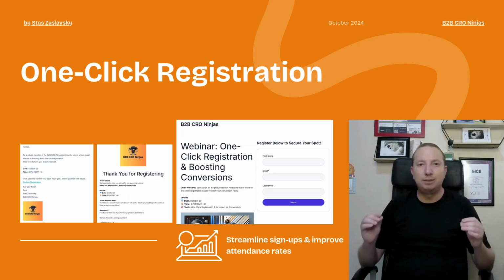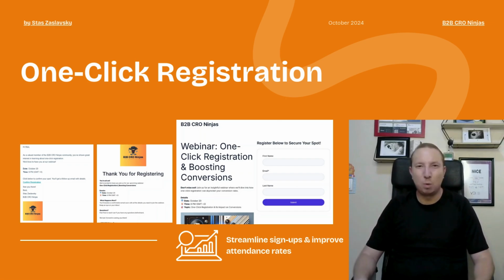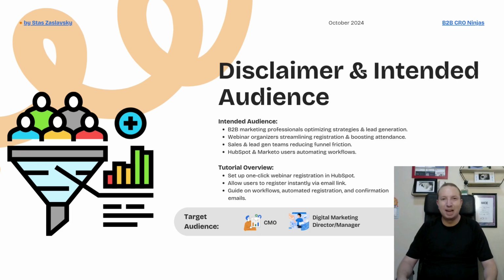Hi, everyone. My name is Stas Zaslavsky, founder of B2B CRO Ninjas, where we share practical tips to optimize your B2B marketing efforts. Today, I'll be walking you through a neat trick in HubSpot: setting up a one-click registration process for webinars, demos, or events. Now, while we'll focus on HubSpot today, this method can also work with other platforms like Marketo. So if you use Marketo, stick around as the principles still apply.